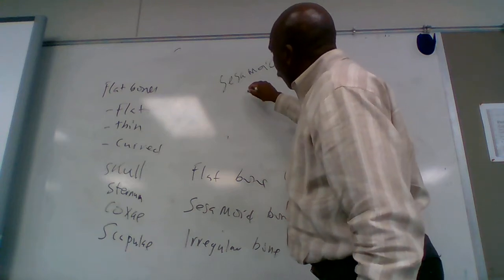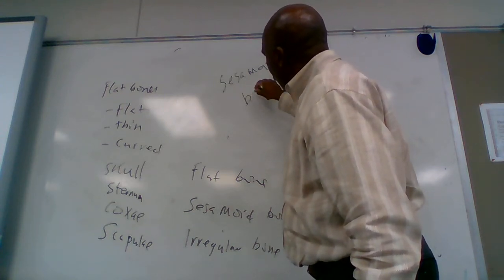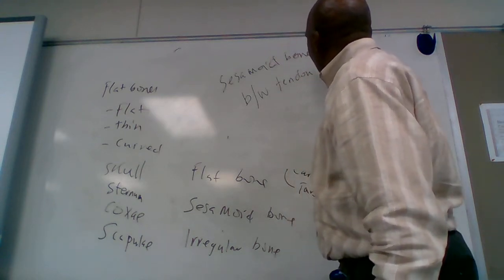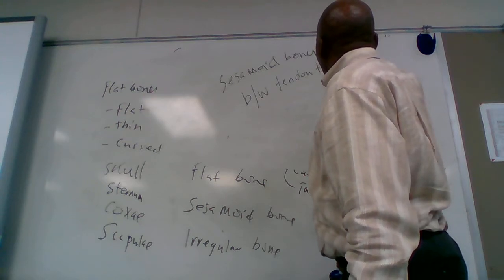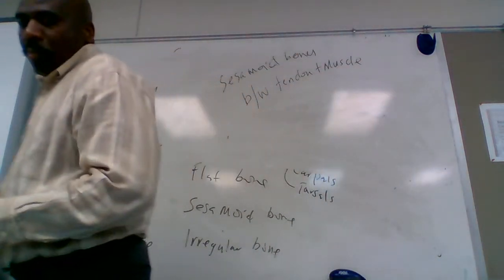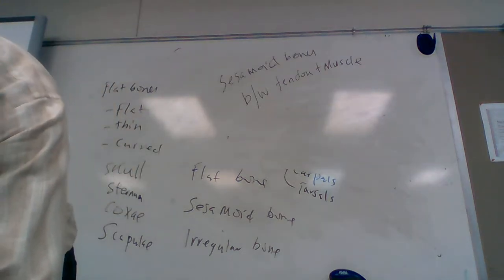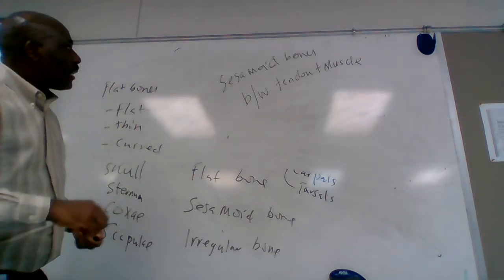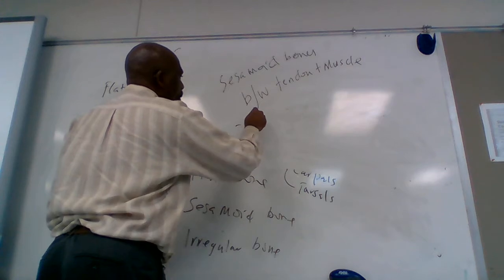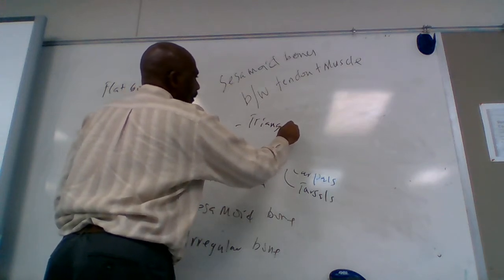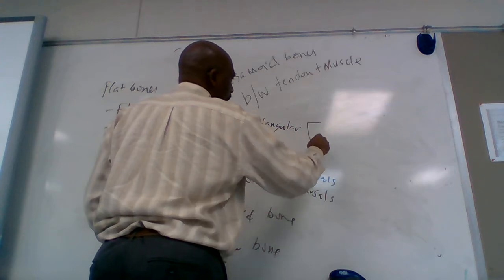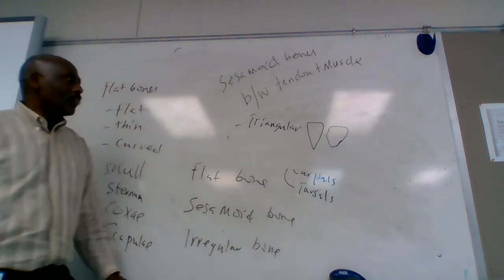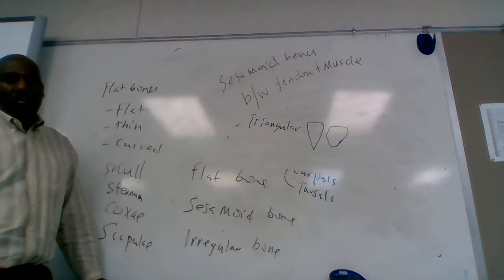Sesamoid bones. These are bones that are found between a tendon and a muscle. Their shape is triangular. They have a triangular shape. So if you're looking at one, it's going to have a shape roughly like that, or roughly like this. That's what you're going to see. These are called sesamoid bones.